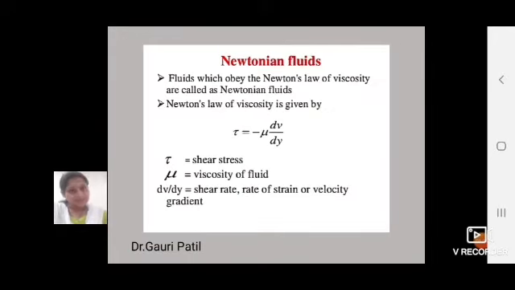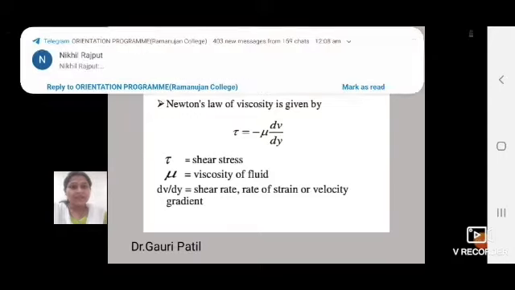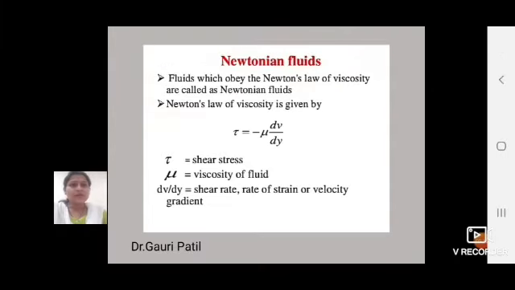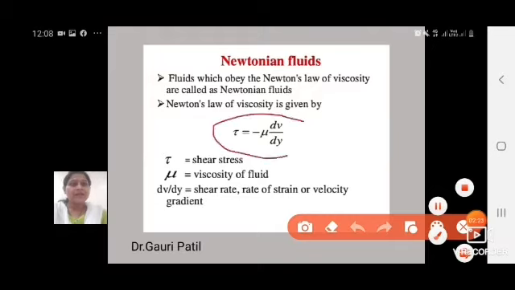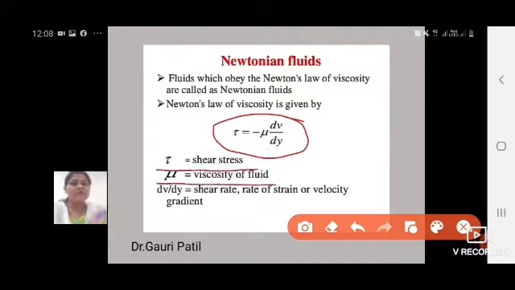Then we derived the formula for Newton's law of viscosity. There are some fluids which obey Newton's law of viscosity, and these are called Newtonian fluids. Newton's law of viscosity is given by this formula: tau is equal to minus mu into dV by dy, where tau is the shear stress and mu is the viscosity of the liquid.